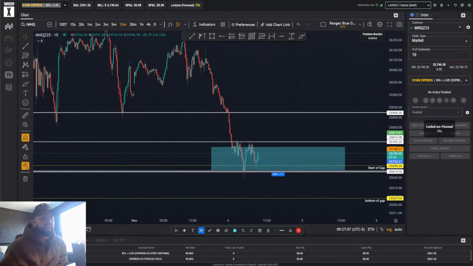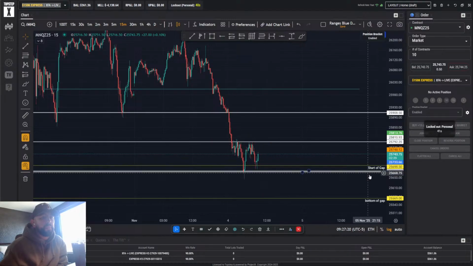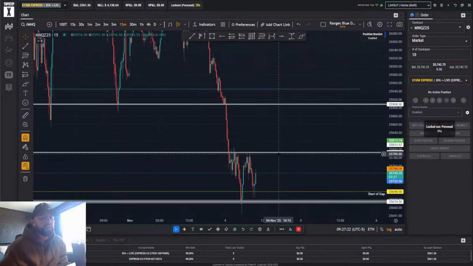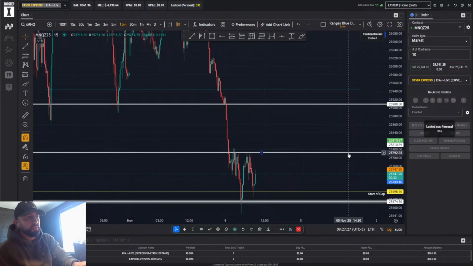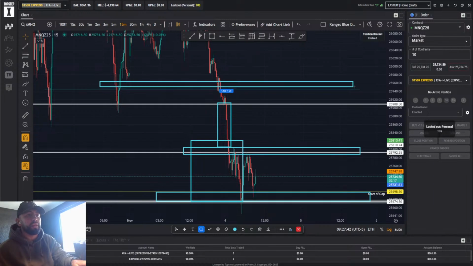So we're kind of just in this range right now. Next range is probably this one. I want to see some type of closure and then possibly a retest. This range. We want to see this possibly get filled, maybe a retest up here.